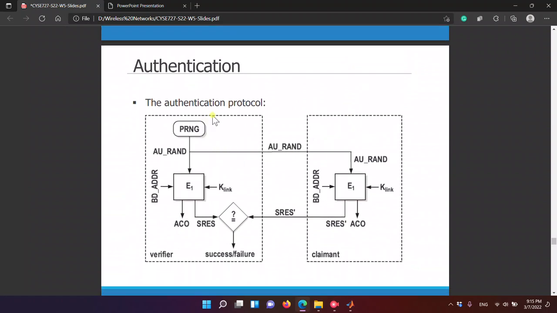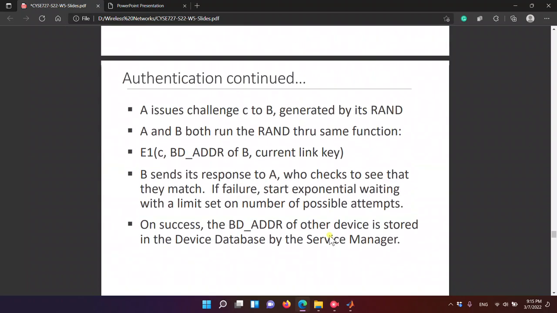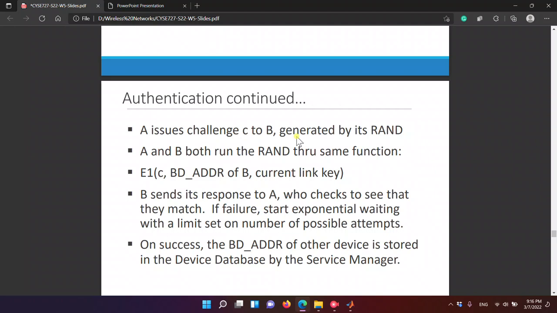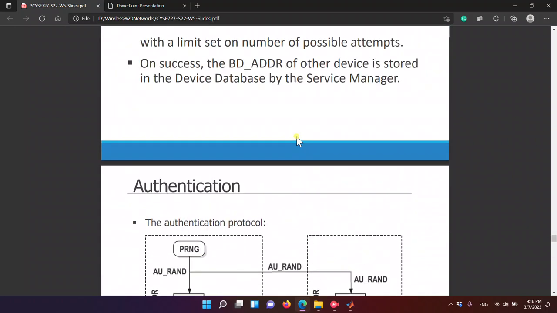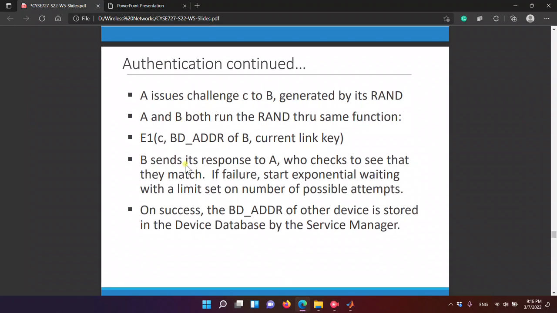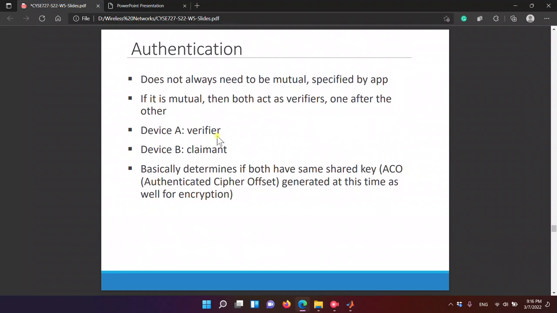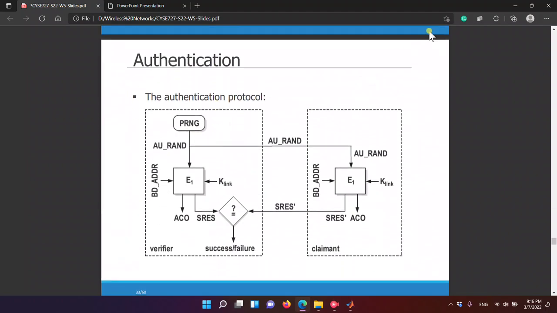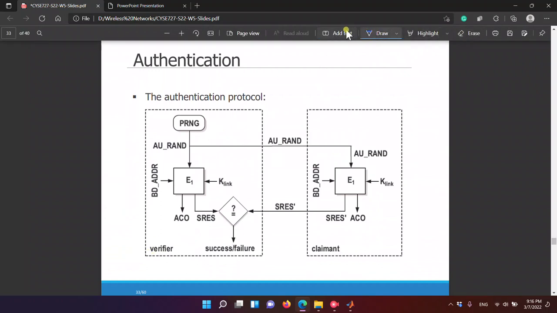So I think this is a visualization of what has been said here. So we have a random number generator. We have an AU random, which is sent by the verifier, and the same authentication random number is sent. So actually this is the challenge, I guess. So the verifier sends, who sends the challenge? A issues a challenge C to B, and A is the verifier. So device A.